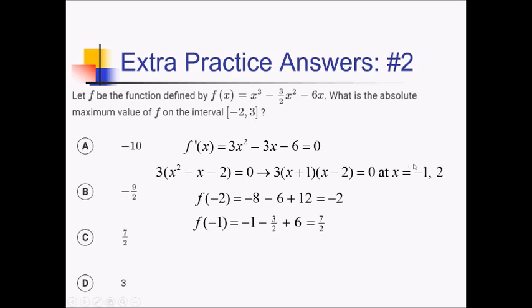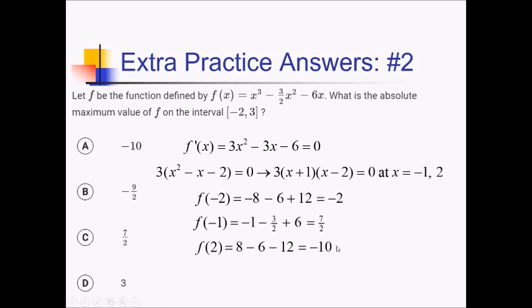We need to try out 2 next. So that's going to be 8 minus, this is 3/2 times 4, so that's going to be minus 6. And then we have minus 12. So this is -2 minus another 12, actually, yeah, 2 minus 12 is -10.